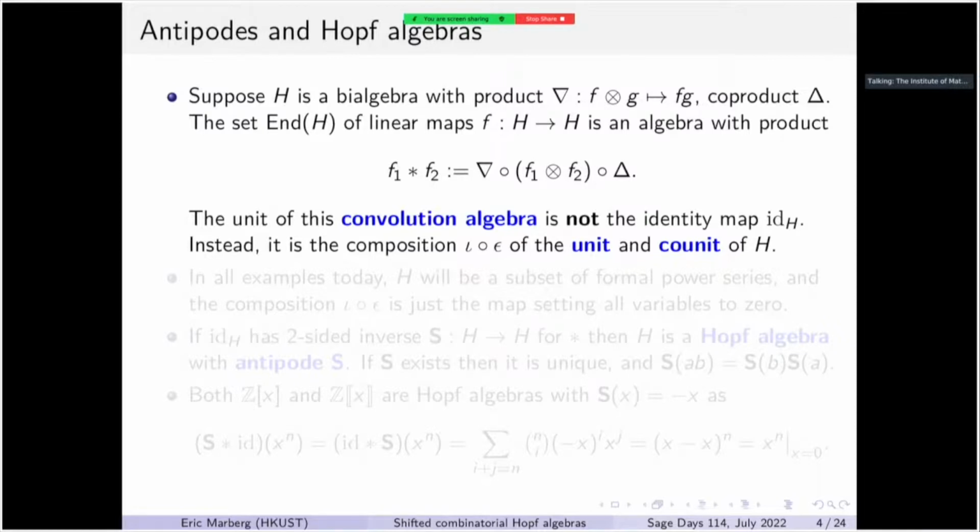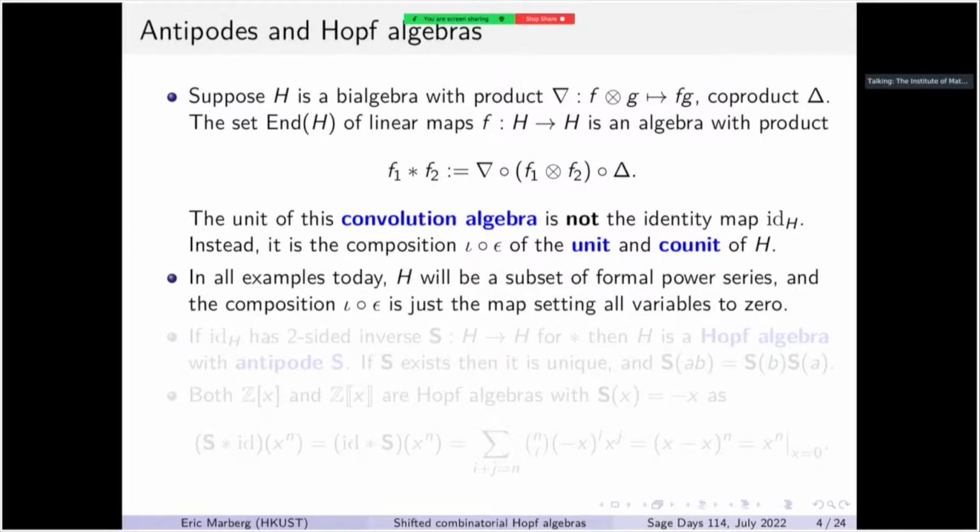One first interesting exercise to do with this convolution algebra is to note that the identity map on H is not the unit for this algebra. The unit is instead the composition of the unit and co-unit of H, which I'm not really going to talk about in this talk, because in all of our examples today, H is going to be some set of formal power series, and this composition is always just going to be the map that sets all the variables to 0. So it's this very simple object.